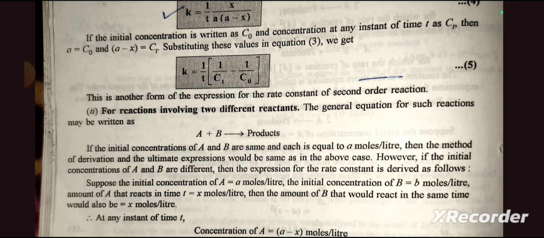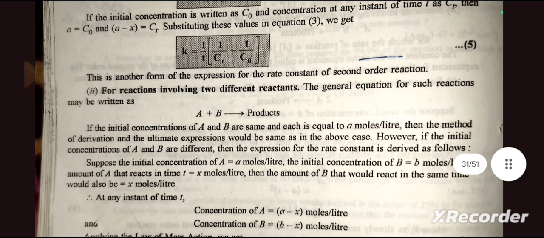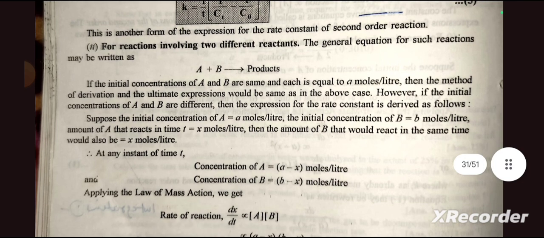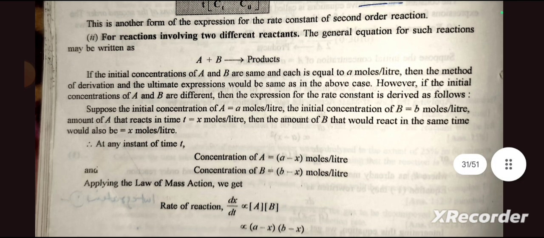If the initial concentration is written as C0 and the concentration at any instant of time t as Ct, then a = C0 and a − x = Ct. Substituting this value in equation 3, we get k = (1/t)(1/Ct − 1/C0). This is another form of the expression for the rate constant of a second order reaction.